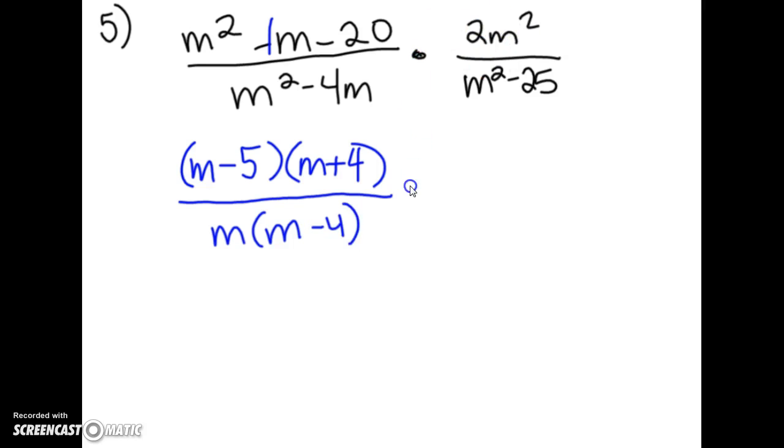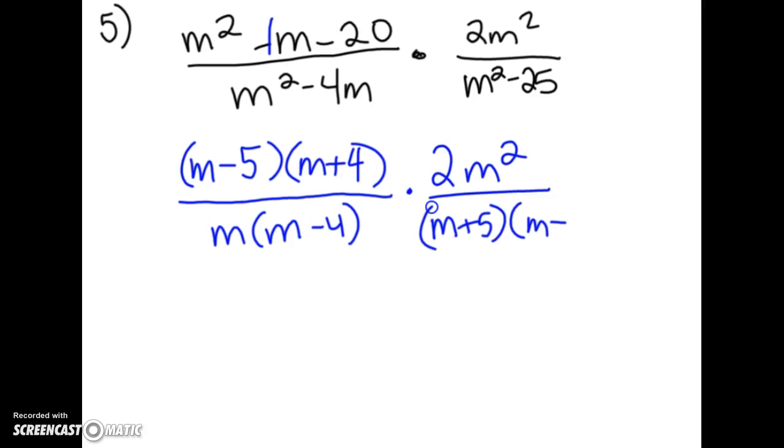Over here, anything? Not yet. 2m squared. Down here, yes, that can pull apart, but there's no middle piece. I know, but 25 is a square and it's a minus, so m plus 5, m minus 5. All right, that said, an m and an m can cancel out. So on the top I had m times m, down here I just had m. One piece cancels out. m minus 5, m minus 5.